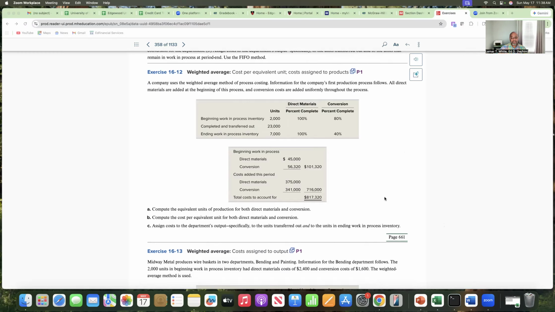Again, this is one of your homework problems. And it says weighted average cost per equivalent unit, costs assigned to products. A company uses the weighted average method of process costing. Information for the company's first production process follows. All direct materials are added at the beginning of the process. That's important. And I'll point it out to you later why that's important. And then it says conversion costs are added uniformly throughout the process. And it gives you a bunch of information here on your direct materials, your conversion, it gives you some cost information, and then it asks you to do three things. So we're going to walk through those three things.